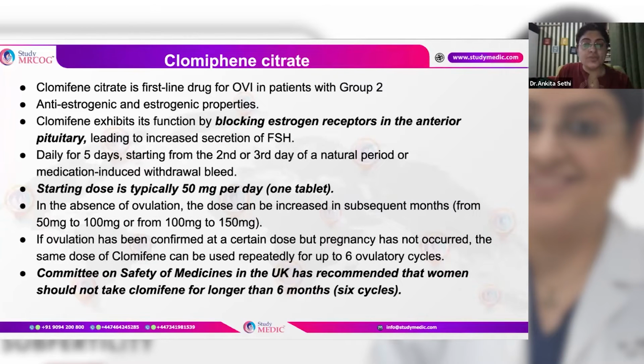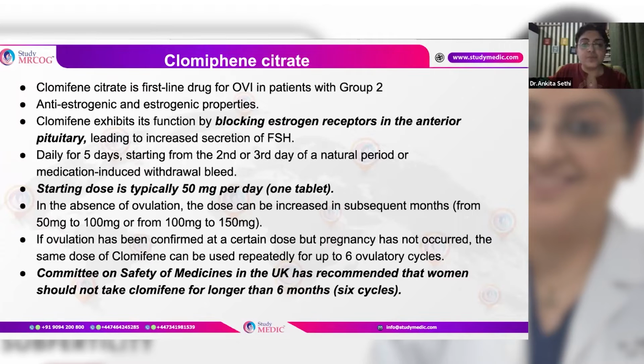Now coming to Clomiphene citrate, which is an ovulation induction. It's a first-line drug for ovulation induction in patients with group 2. What we need to be aware about is that it has both anti-estrogenic and estrogenic properties. Clomiphene exhibits its function by blocking estrogen receptors in anterior pituitary, leading to increased secretion of FSH. Usually the starting dose is 50 mg per day. You start from day 2 or day 3 for 5 days.